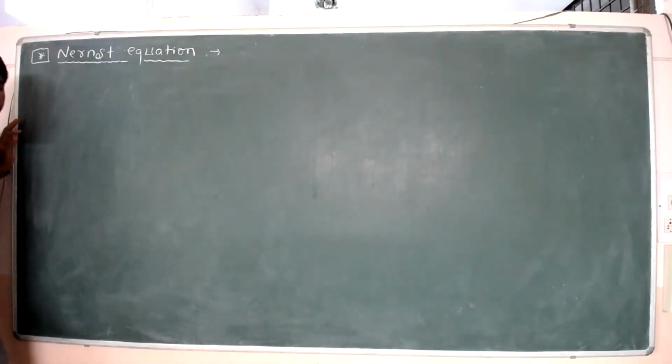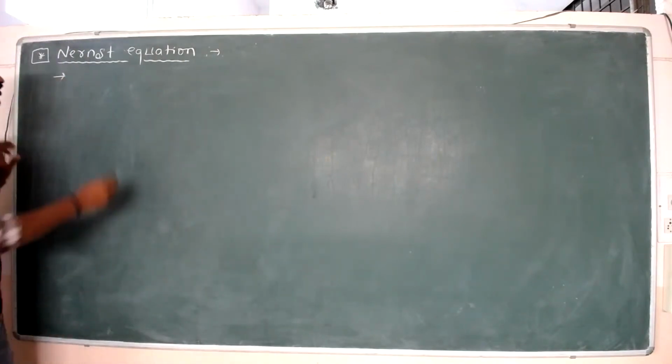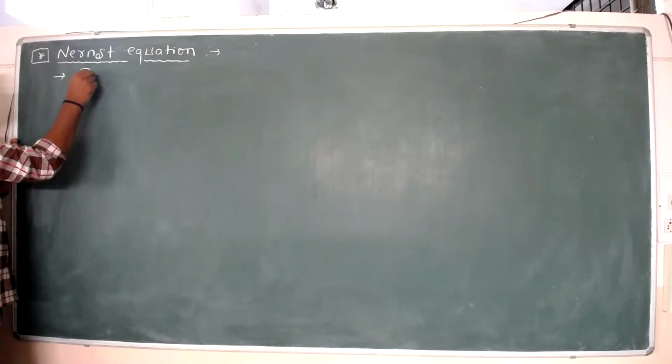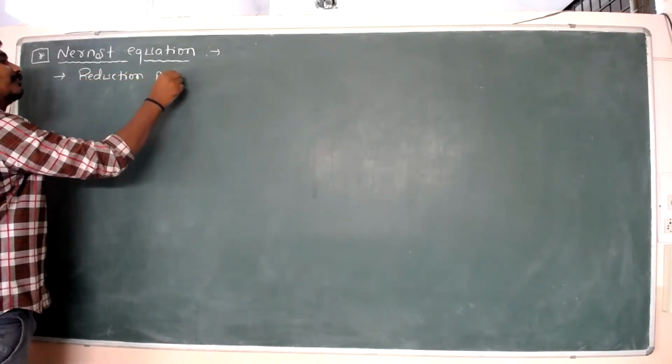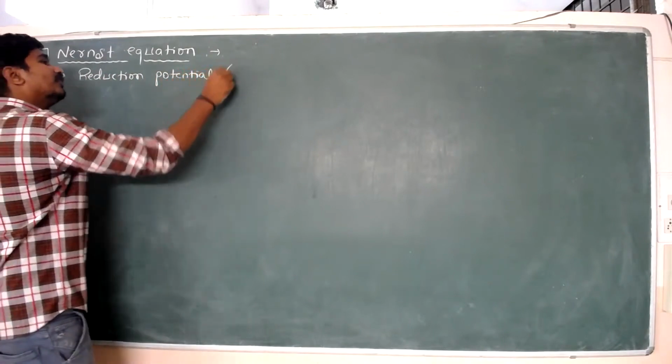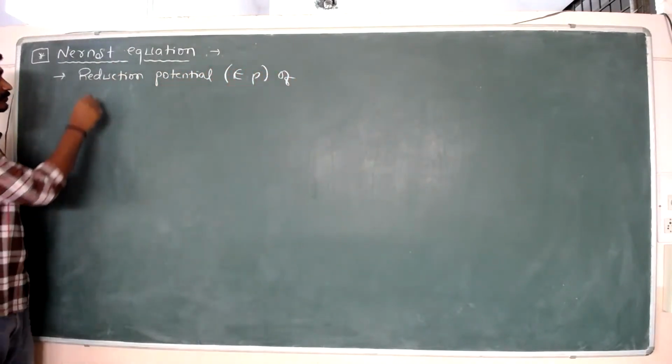What is meant by the Nernst equation? It is the equation which is used to determine the reduction potential, or it is also called the electrode potential of cells.